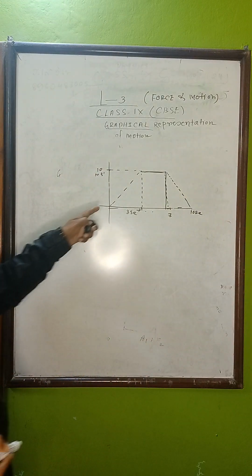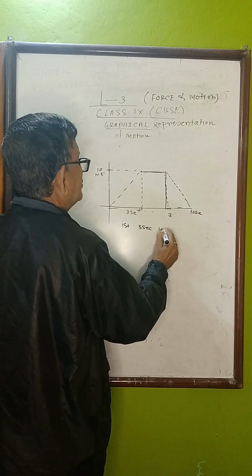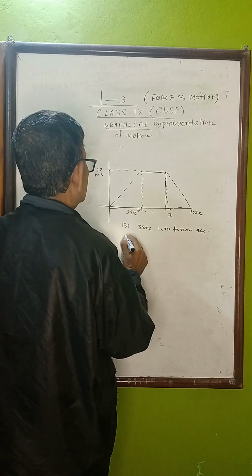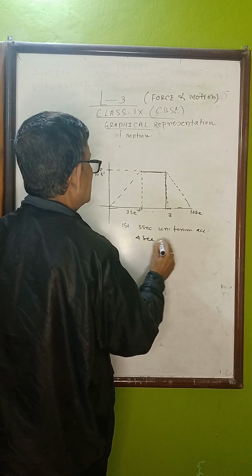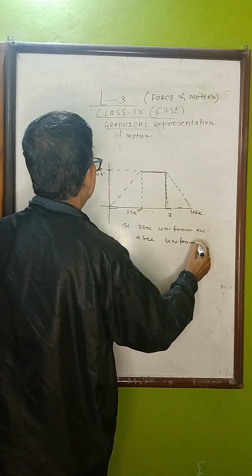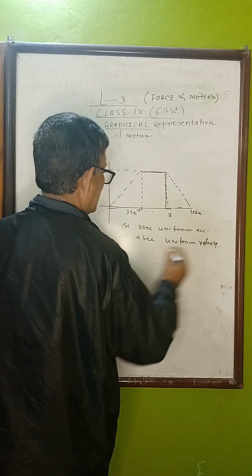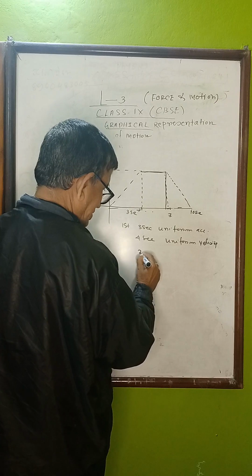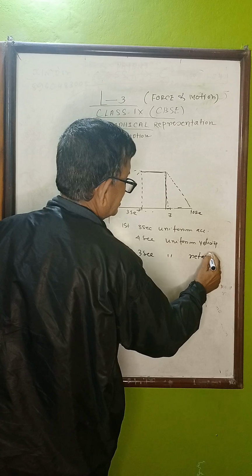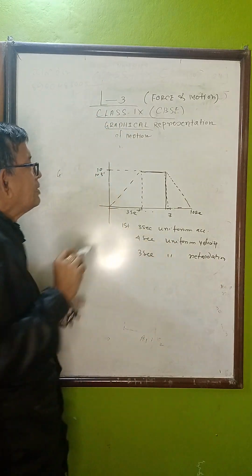Now in this case, for the first 3 seconds, uniform acceleration. For 4 seconds, uniform velocity, and the next 3 seconds, uniform retardation or negative acceleration. Uniform retardation.